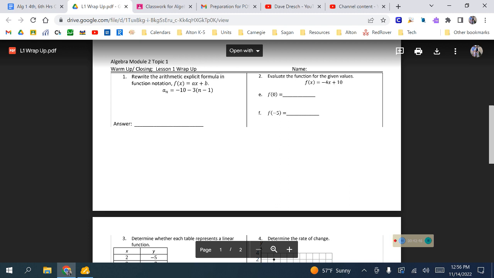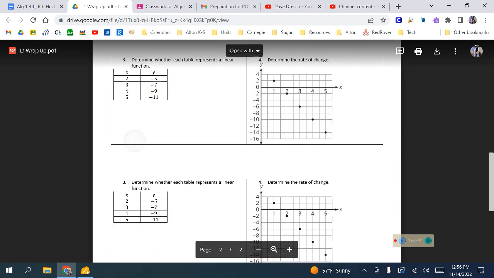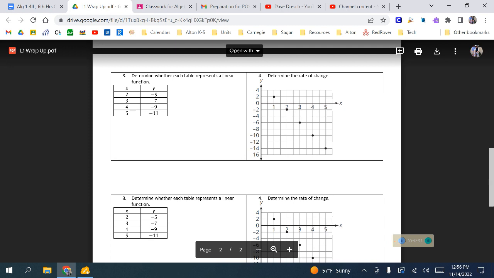Flip it if you haven't done so. It's the back. And let's look at the back then. Do we have a linear table or not? So on number 3 here, this is where we're going to be doing just what we did again today. How are we changing? How do we go from negative 5 to negative 7? Add or subtract? Good. Yeah, we're going down, right? Going down by how much?